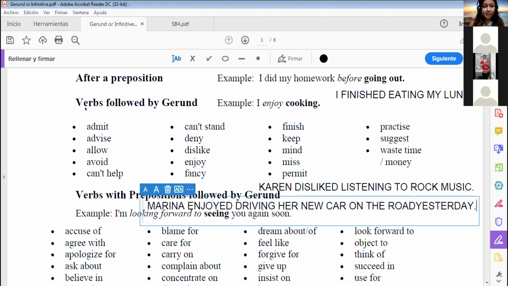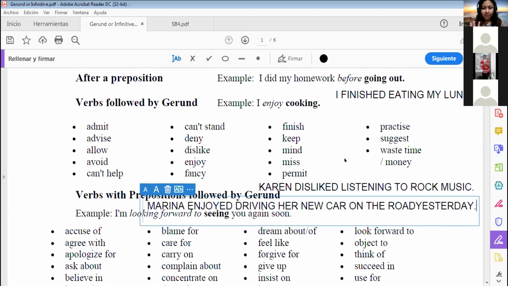Look, repeat with me. It says verbs followed by gerund. Listen, if you're using any of these verbs, I don't care. If you want to use cook, bake, run, eat, regular or irregular verbs, we don't care about the rule of regular or irregular verbs. You need to use a gerund. That's all you know. If you're using these verbs, what follows is a gerund. Are we okay? Yes? Okay.